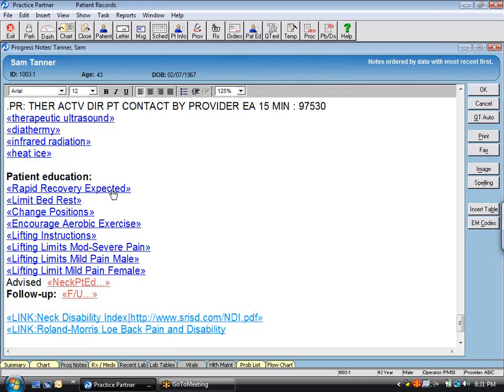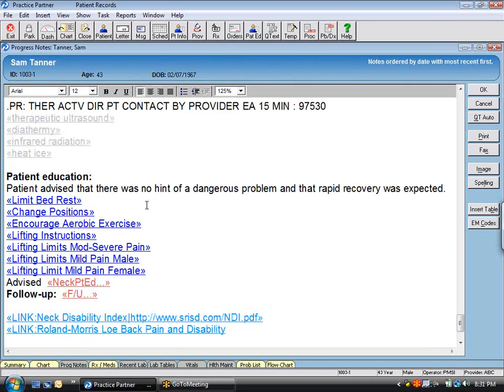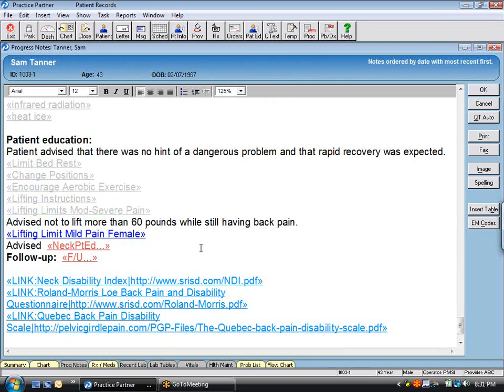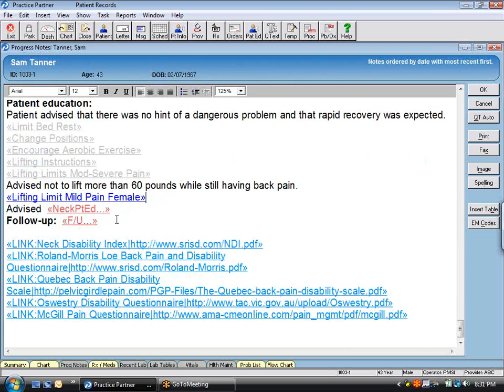For our patient education, we indicated that there was no hint of a dangerous problem. He should recover pretty rapidly. And we are going to apply lifting limits for a male. Ask that he avoid lifting more than 60 pounds. We're going to have him follow up in 3 days, sooner if pain worsens.